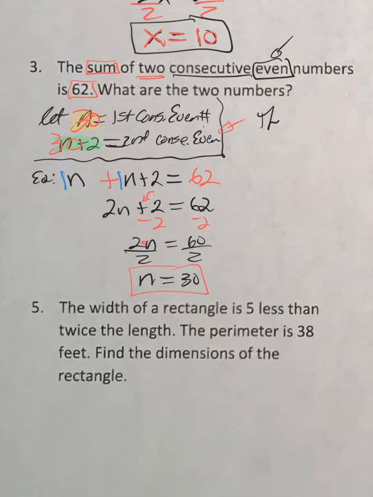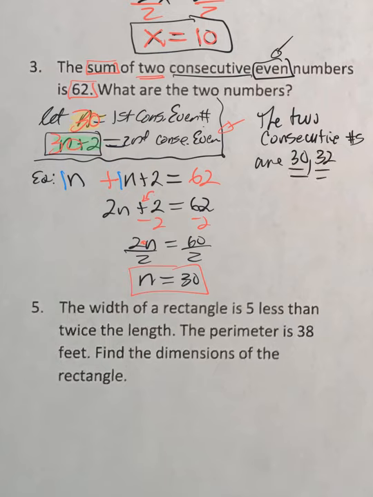So the two consecutive numbers are 30 is the first one, right? 30 is the first one, and then 30 plus 2 would be 32, right? Are those consecutive even? Yes. If you add them up, do we get 62? Yes. So see, we really do have the right answer.